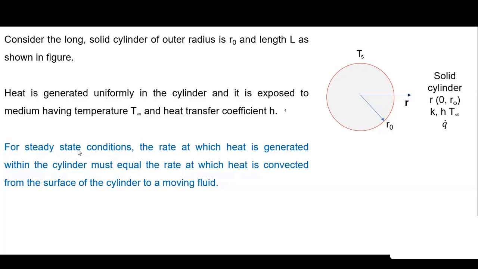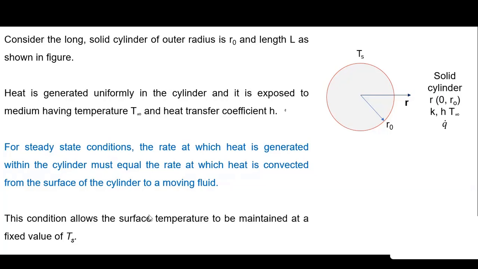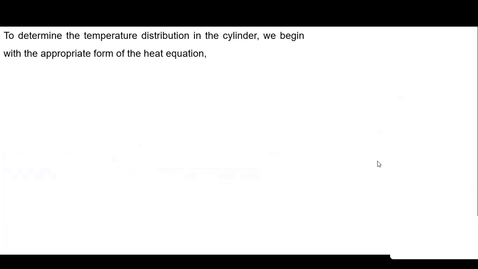So under steady conditions, the rate of heat generated within the cylinder must be equal to the rate at which the heat is convected from the surface of the cylinder to the moving fluid. This condition allows the surface temperature to be maintained at a fixed value, that is Ts. If this steady condition is there, automatically the Ts is going to be a constant value. So let us solve this particular situation.